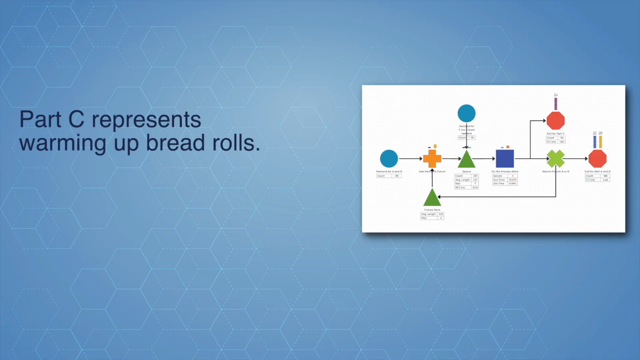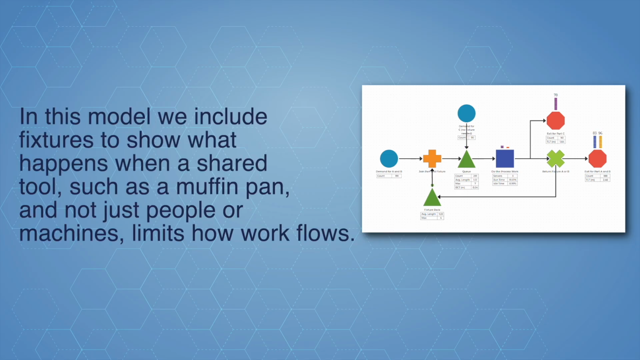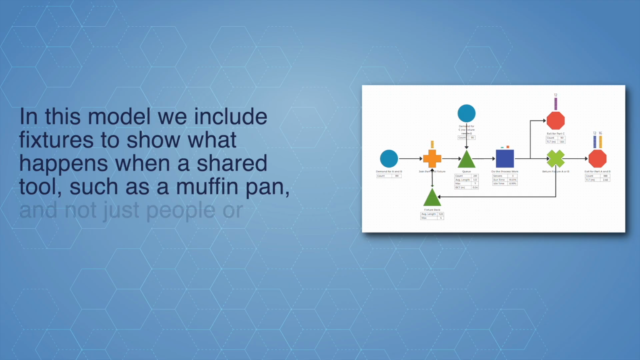Part C represents warming up bread rolls. They still are going to be in the oven, but they don't require a dedicated pan. In this model, we include fixtures to show what happens when a shared tool, such as a muffin pan, and not just people or machines, limit how work flows.